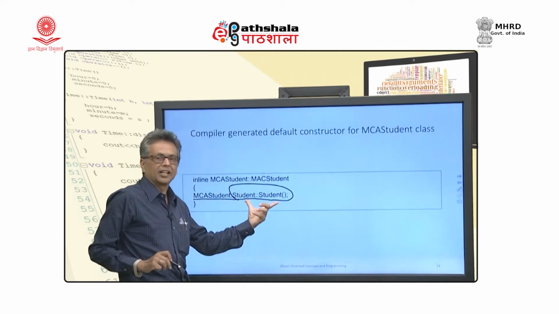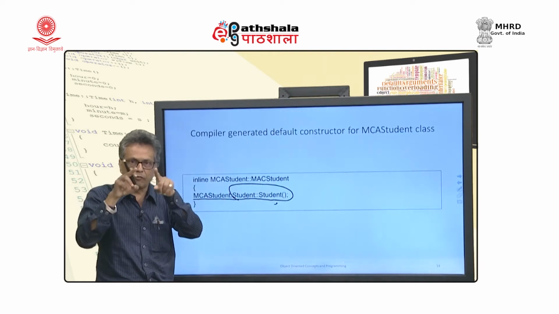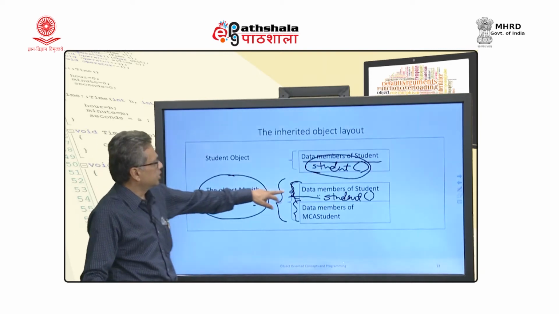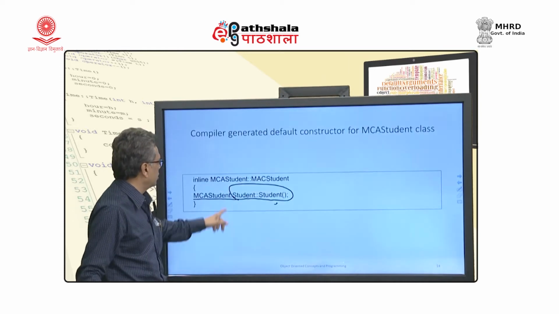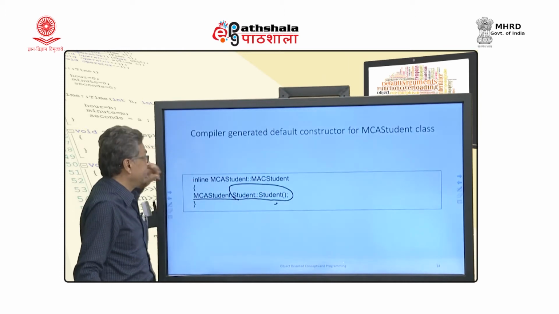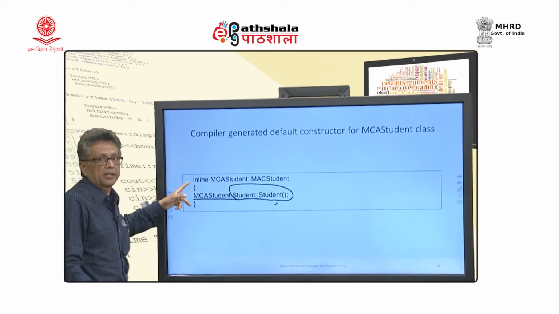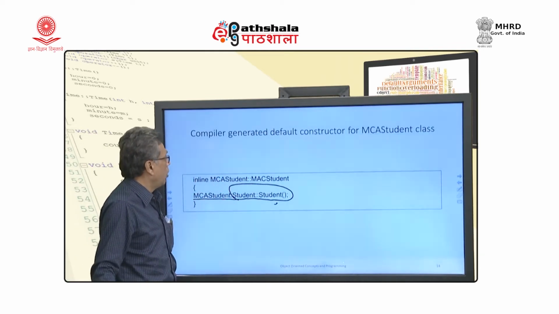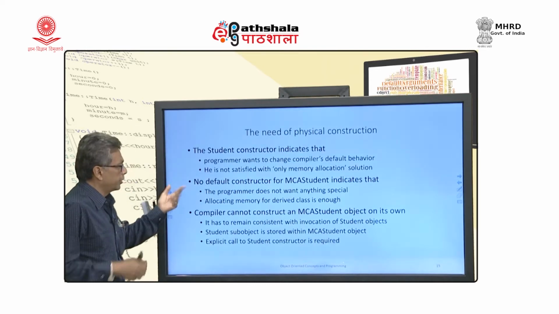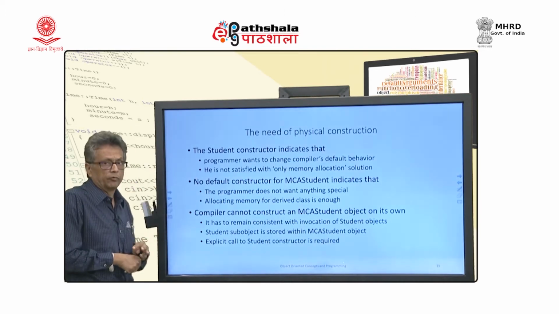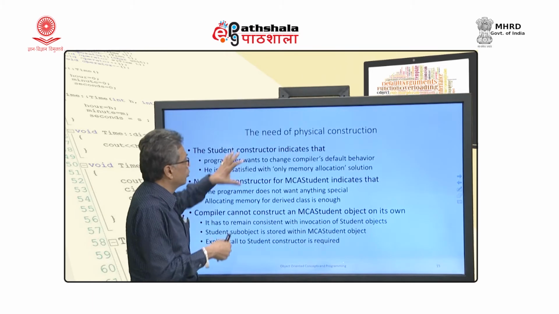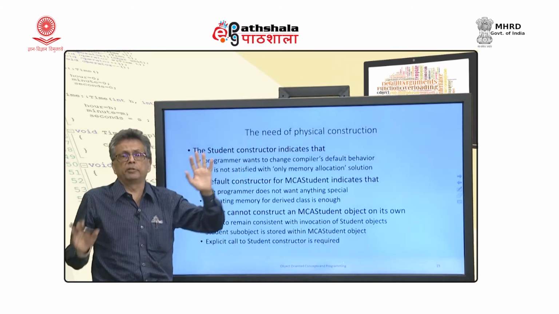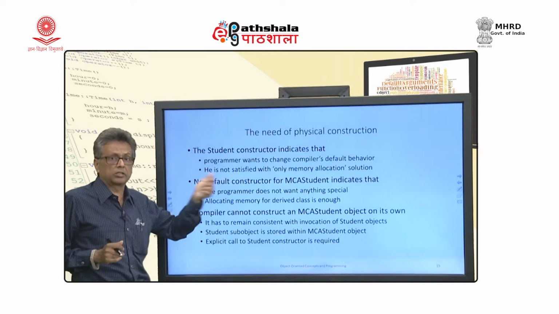Okay, so it will just construct the first part of the object, this part is constructed. Okay. So, that is what is happening here. So, this is a compiler generated default constructor. I have already talked about this: when a student constructor is defined, that means the programmer is not happy with the compiler's default, he wants it this way.